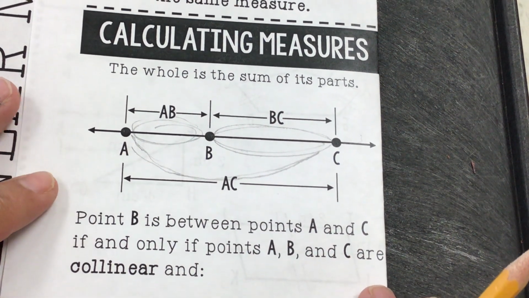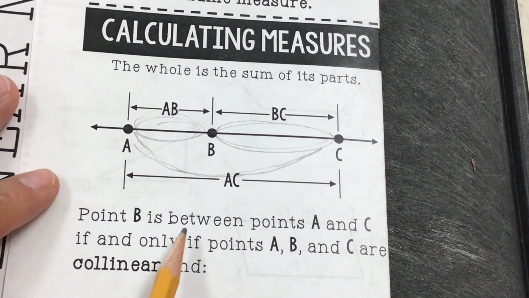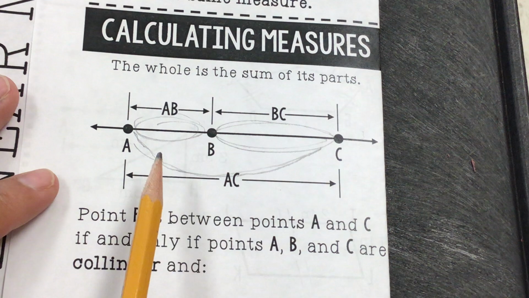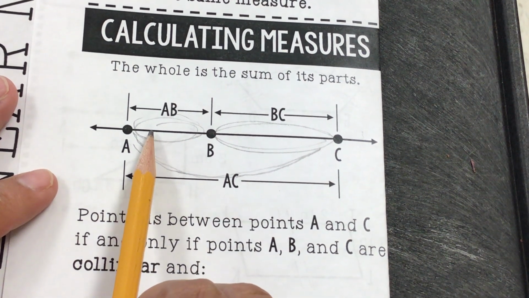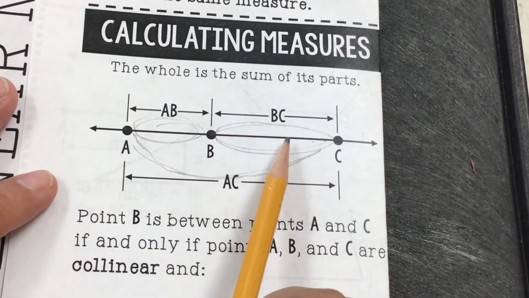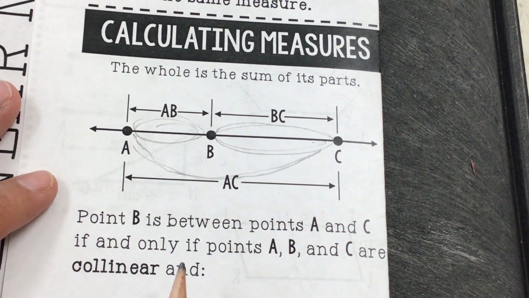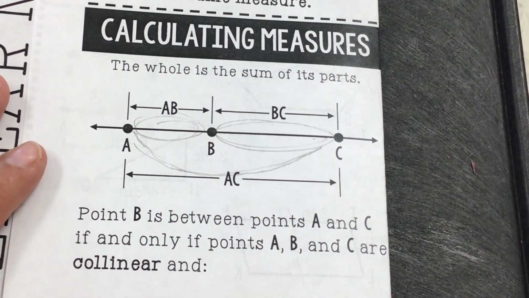Point B is between point A and C. So between, remember, is different than midpoint. It's just somewhere in the middle. It could be somewhere in between. It could be closer to the A or closer to the C, and it would still be considered between, if and only if A, B, and C are collinear.